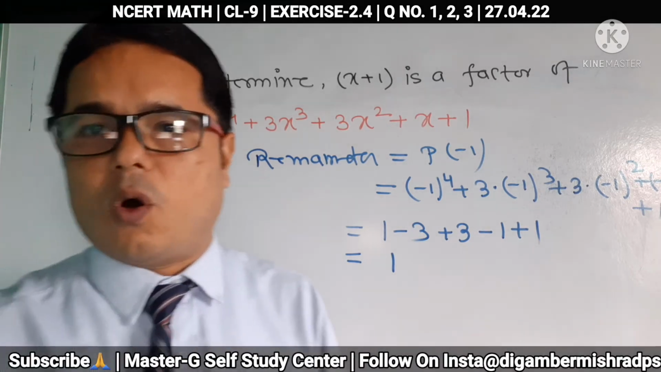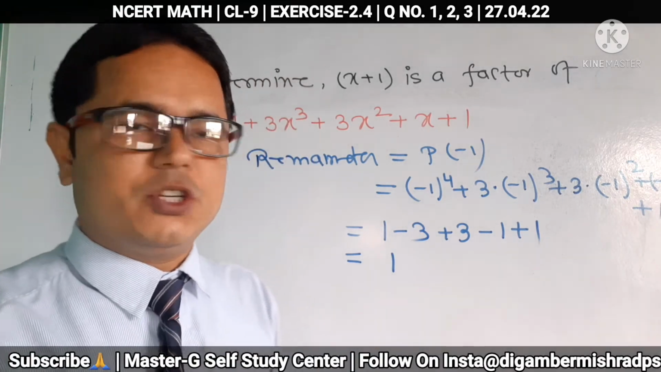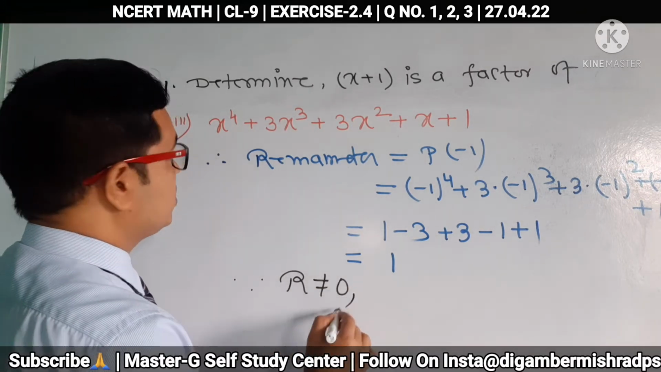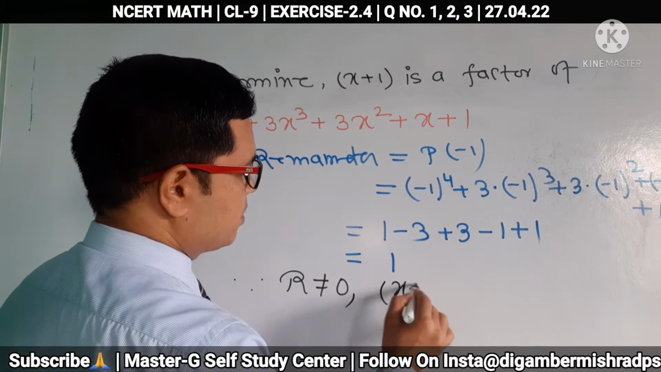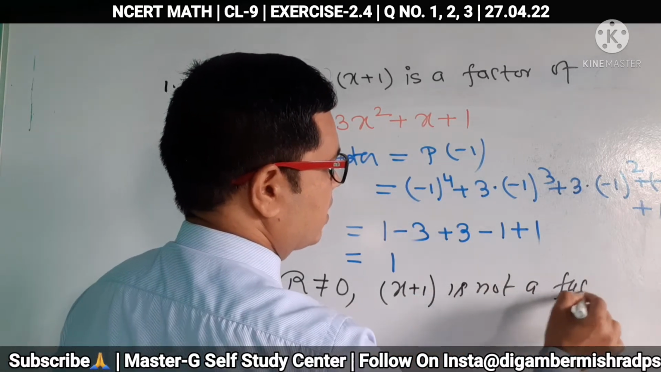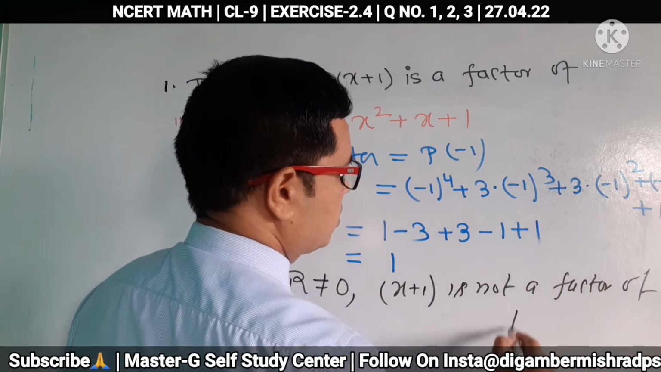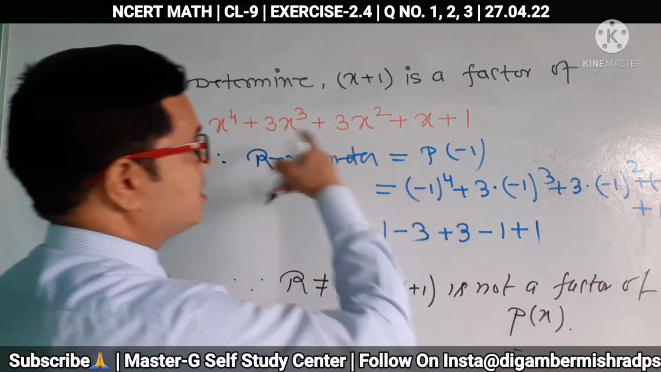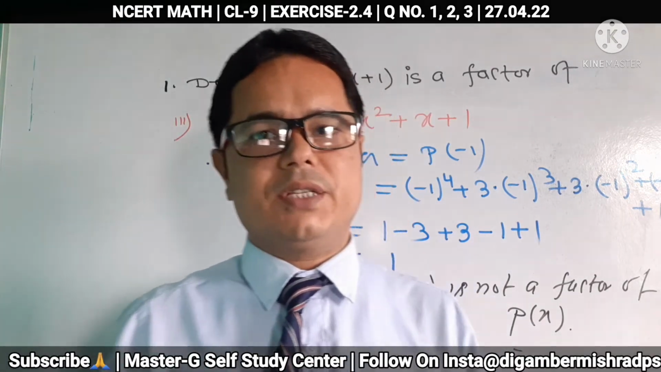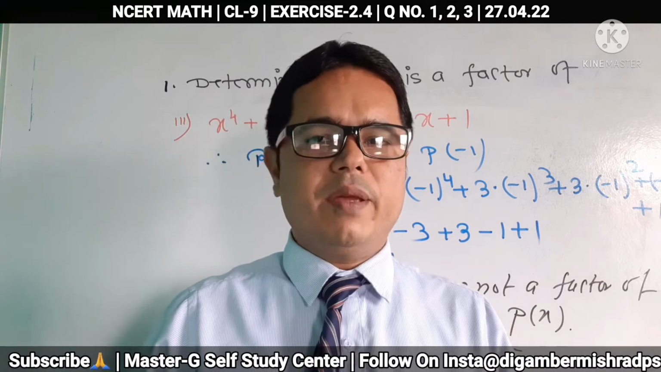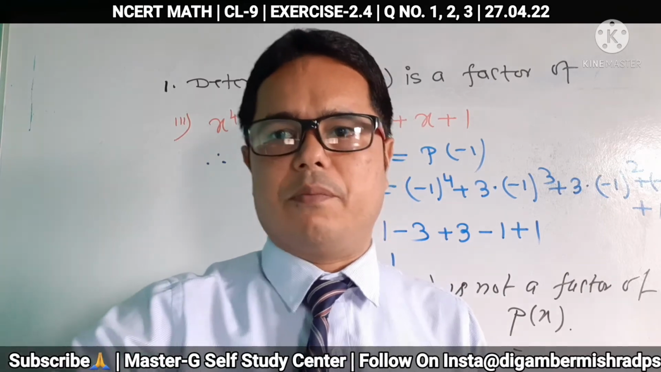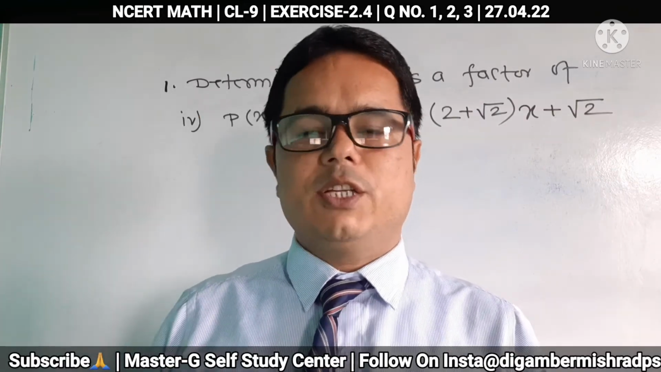So what we are observing here is that the remainder is not 0. So we will write, since remainder is not equal to 0, therefore x plus 1 is not a factor of the polynomial p(x). Hope you all are understanding. This is very simple, but it will be more clear when we do one more sum, the last sum of this number.